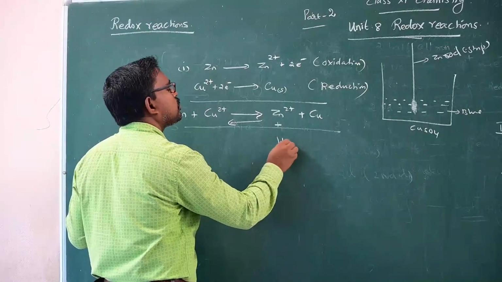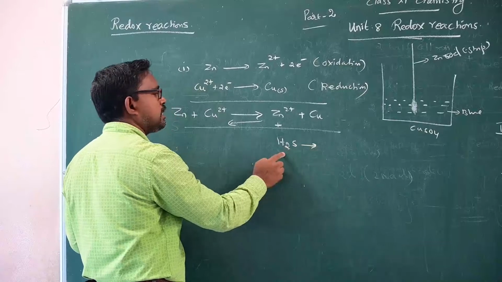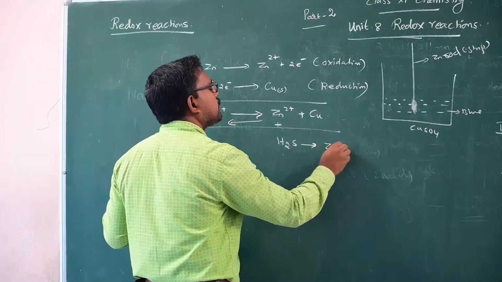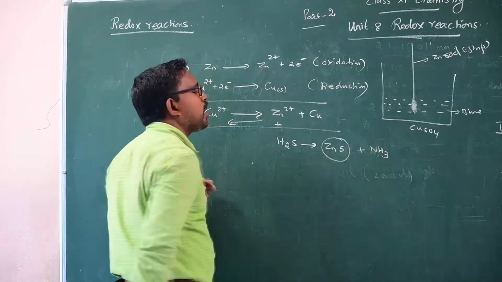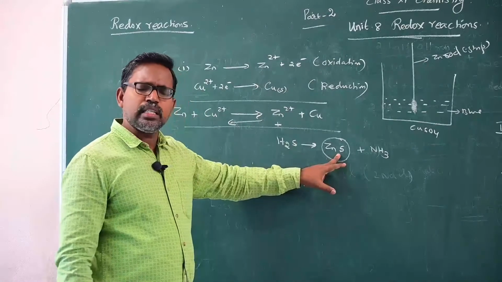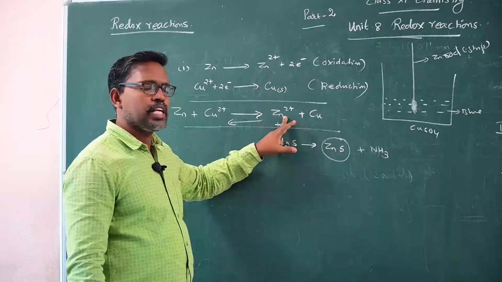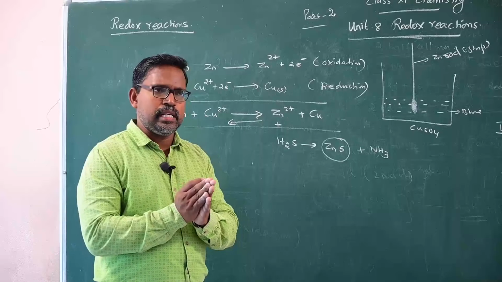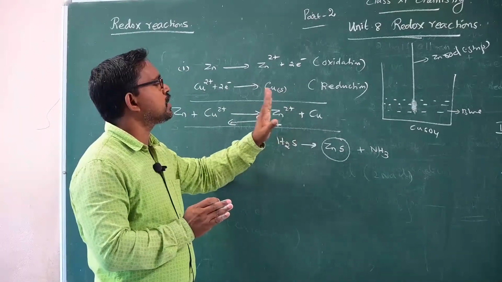We add hydrogen sulfide gas into the reaction mixture. It gives white colored zinc sulfide, and adding a solution of ammonia makes the solution alkaline. So the white colored zinc sulfide represents the existence of Zn2+ ions in the reaction mixture. So under equilibrium condition, a specific quantity of Cu2+ ions as well as Zn2+ ions are present in the medium.